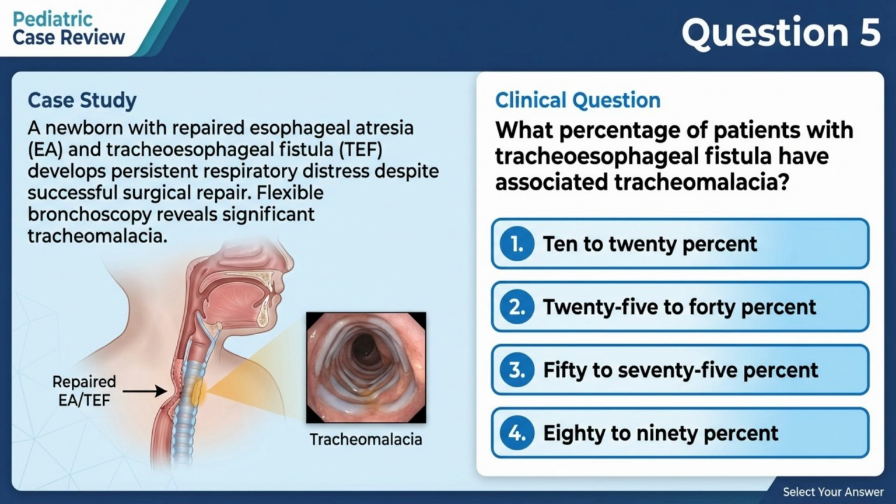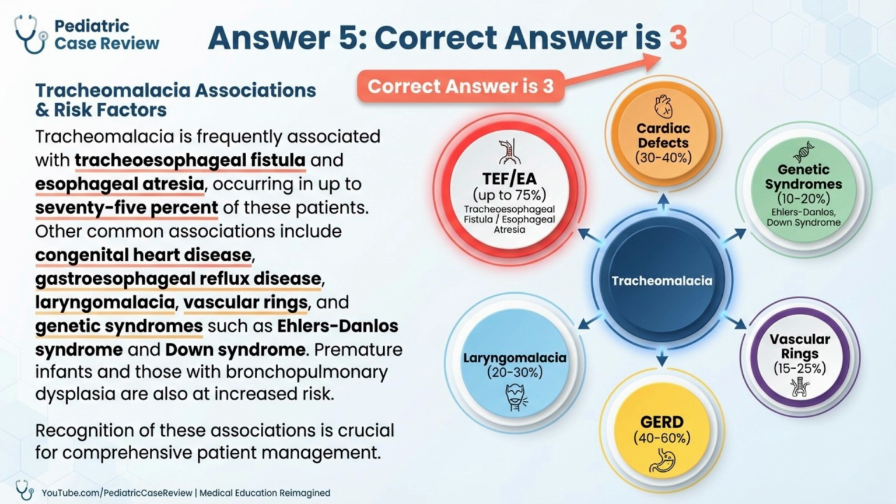Option 1, 10 to 20%. Option 2, 25 to 40%. Option 3, 50 to 75%. Option 4, 80 to 90%. The correct answer is option 3, 50 to 75%.